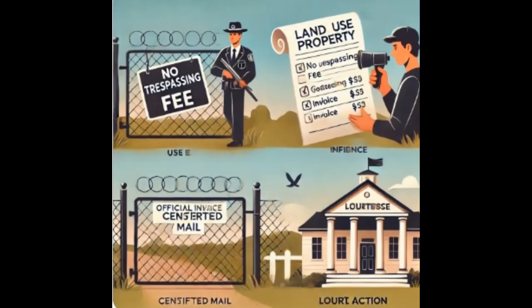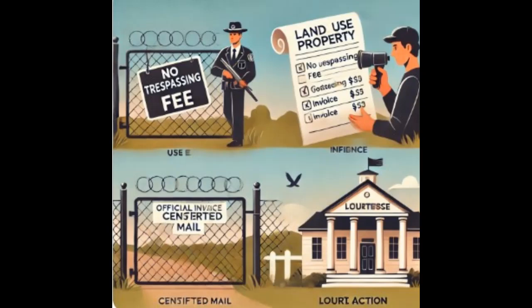Written agreements, if applicable. In situations where someone is using your land with permission, e.g., for an easement, event, or lease, a written contract or agreement should include clear terms about land use fees. These agreements should specify how much the fee is, how it is calculated, and what actions or events trigger it.